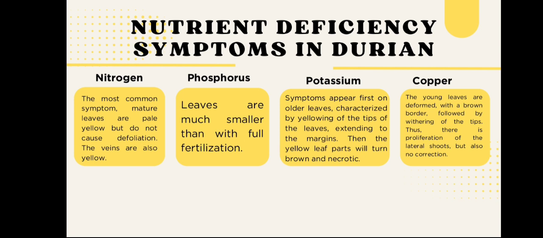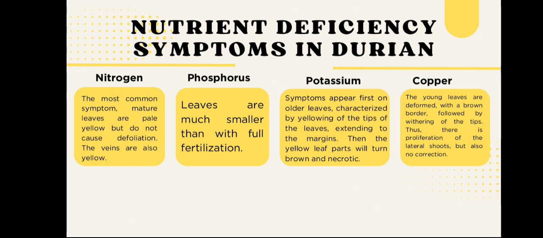Let's start here with nitrogen. Pag kulang ng nitrogen ang durian trees, makikita nyo na yung mga matured leaves are pale yellow pero hindi nagkakaroon ng defoliation. So, the leaves are much smaller, then phosphorus deficiency. The symptoms of potassium deficiency appear first on the old leaves. It is characterized by yellowing on the tip of the leaf.